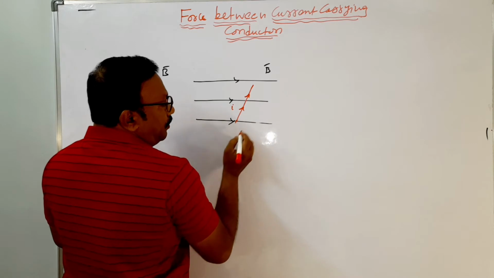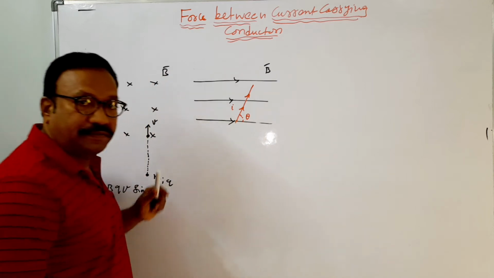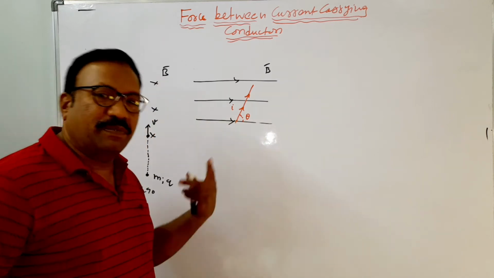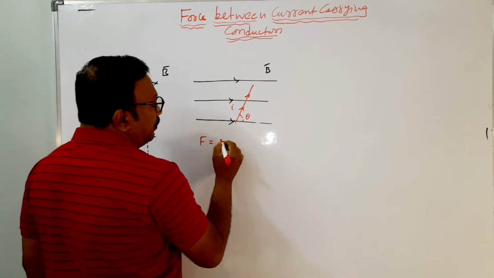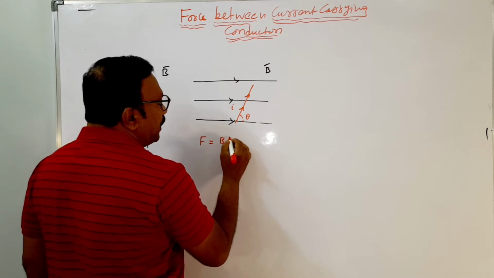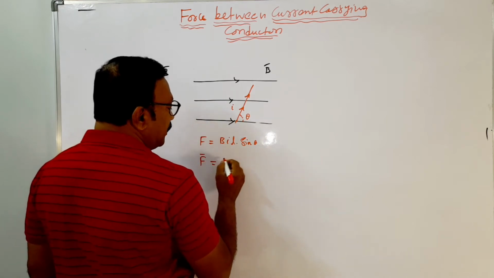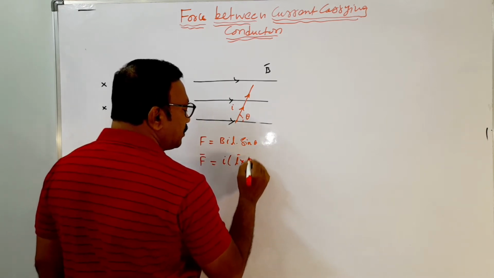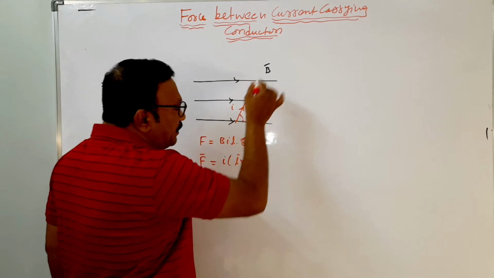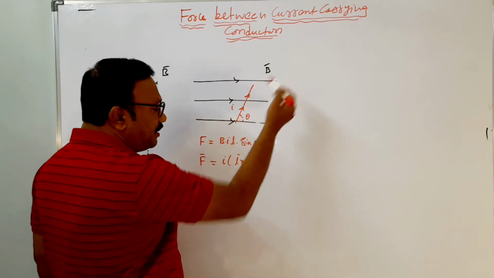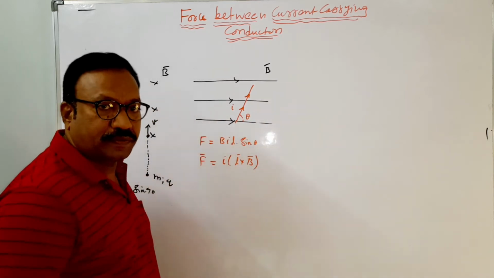It is kept in the magnetic field at an angle theta with the direction of the field. This conductor also experiences a force, given by BIL sine theta, or in vector form I into L bar cross B bar. L is the length and L bar is in the direction of current. B is the magnetic field, I is the current in the conductor, and theta is the angle between L bar and B bar. You can calculate the force.